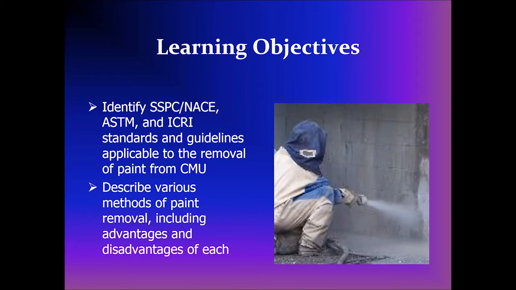The learning objectives of this Lunch and Learn are to identify the SSPC, NACE, ASTM, and ICRI standards and guidelines that apply to the removal of paint from CMU. I'm also going to describe the various methods of paint removal, including the advantages and disadvantages of each.